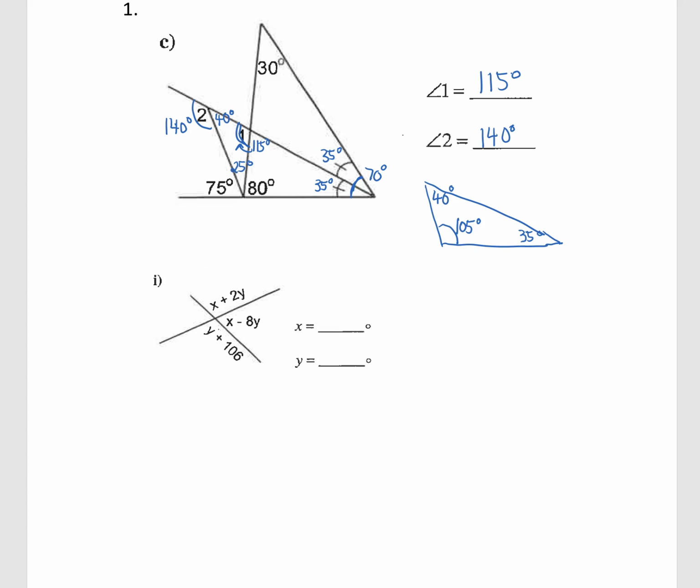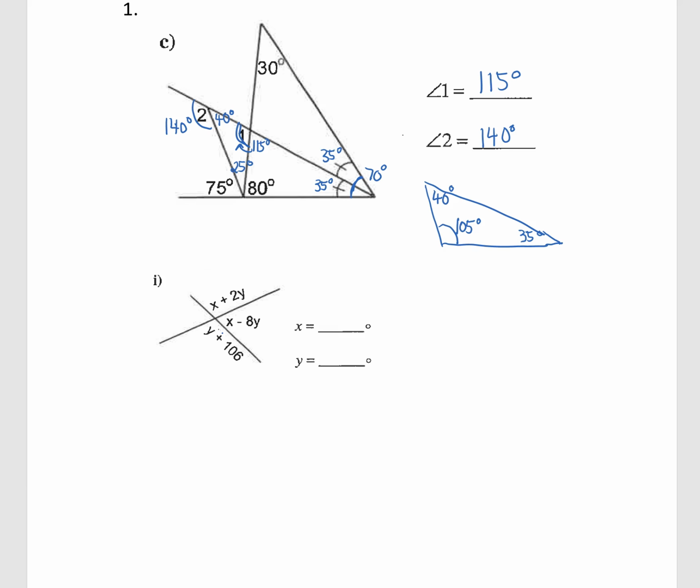In this case, we've been told that this angle is x plus 2y, this angle is x minus 8y, and this angle is y plus 106. So what we can do to answer this question is come up with some equations based on what we know about intersecting lines. What we know is that angles across from each other, such as these two, have to be equal. And also angles next to each other, like these two or these two, because they make up a straight line, have to add up to 180 degrees.